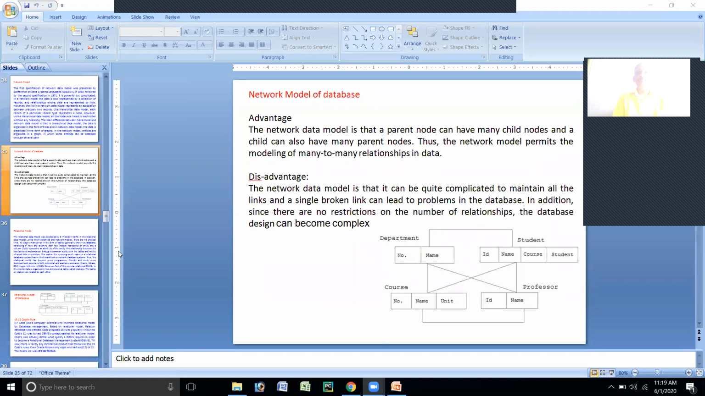Is it clear? Yes, sir. Next, last part, that is disadvantage.